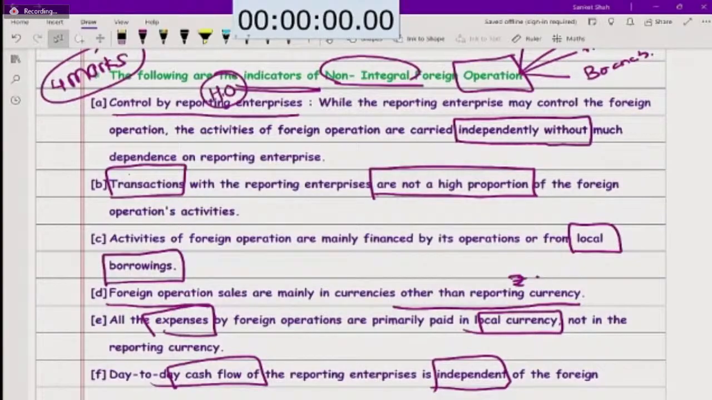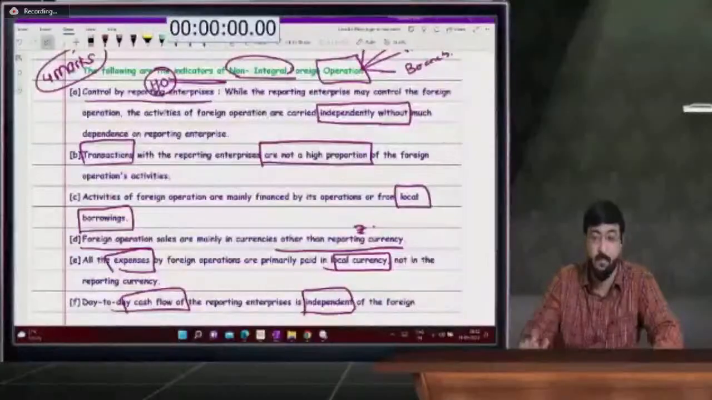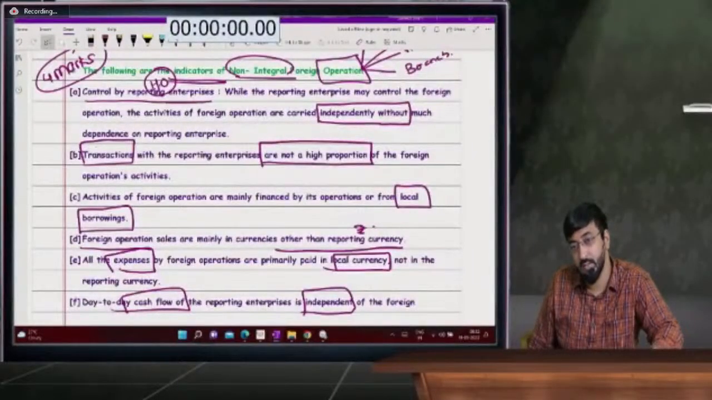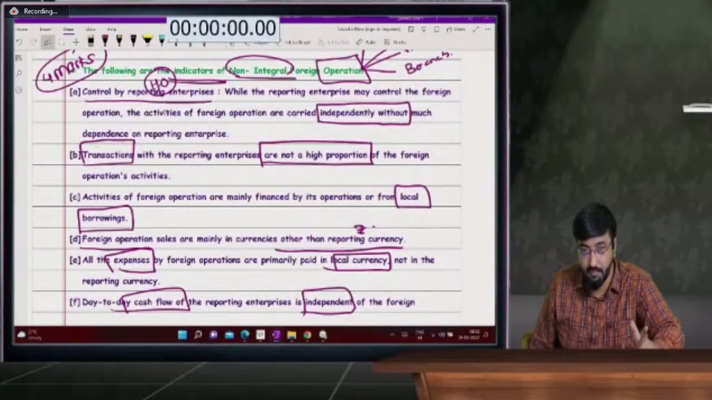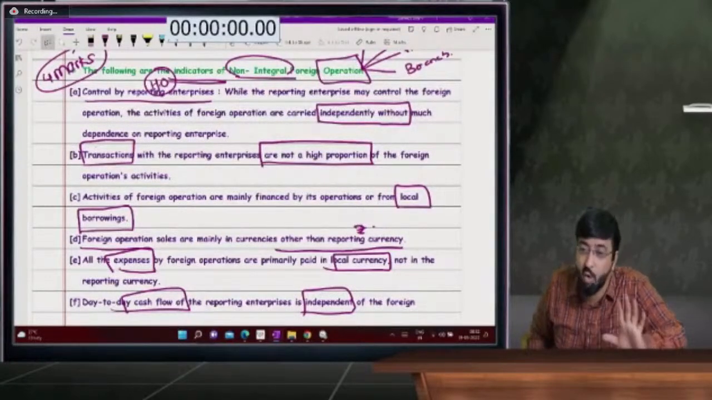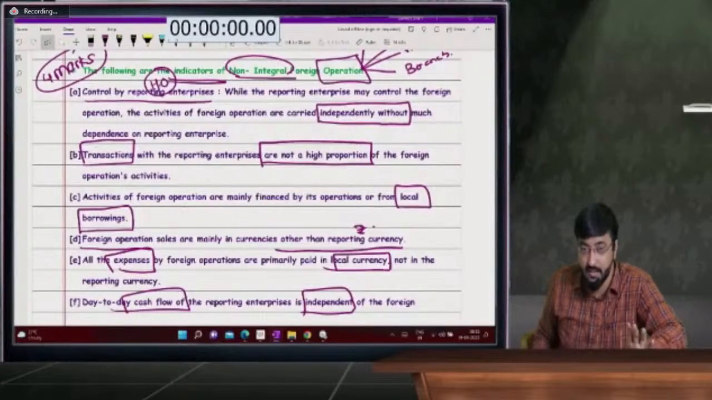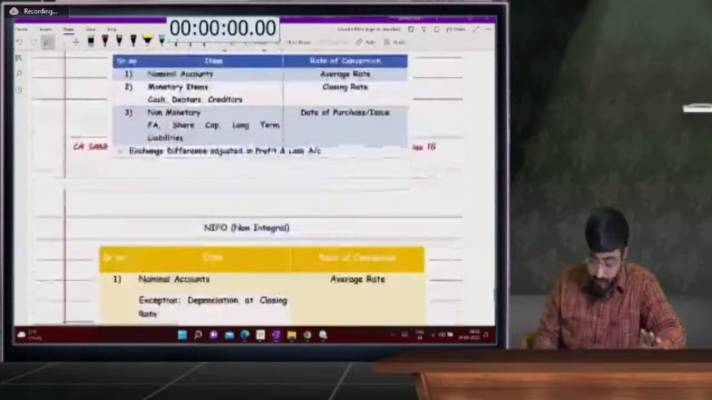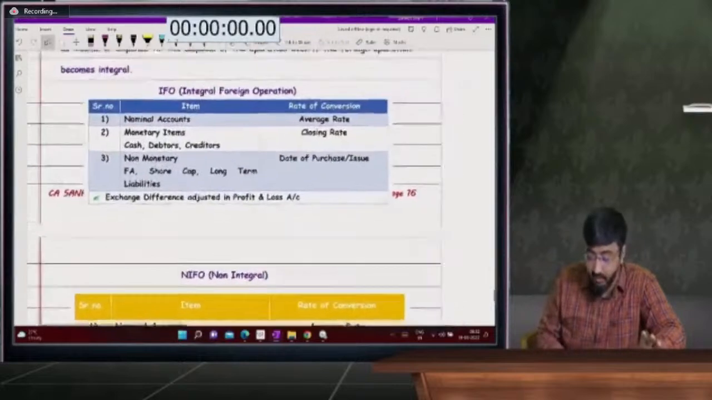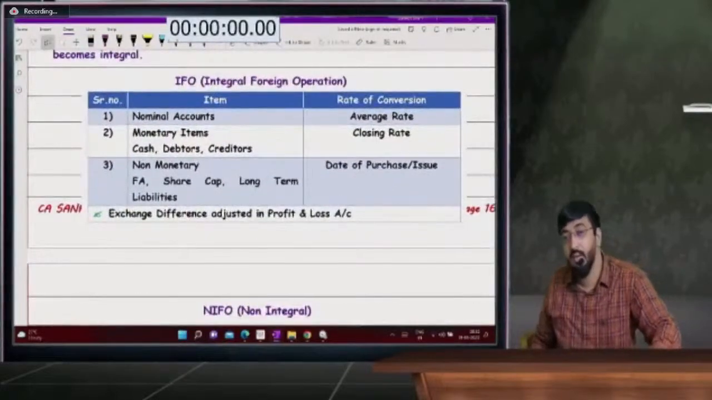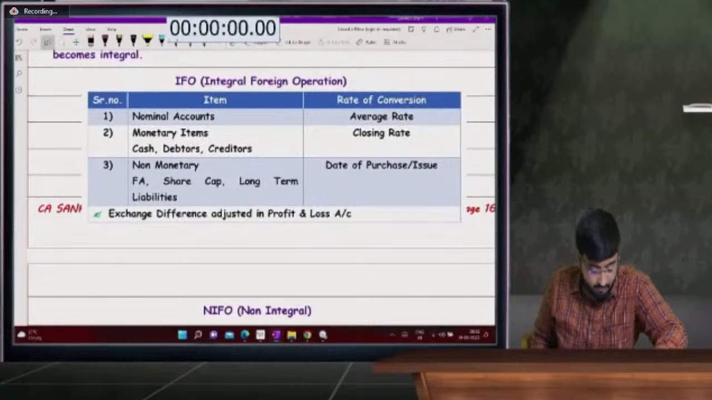Now let's focus on the concept of conversion. So what is conversion? Let's see. So now you got the concept very easily. What is integral? Beta, integral is nothing but dependent, and non-integral means independent in simple language. Yes. Now this is important. Now this is something which is important.